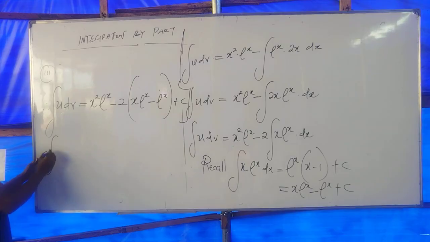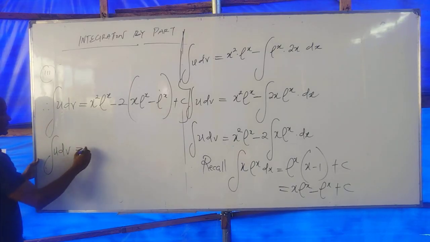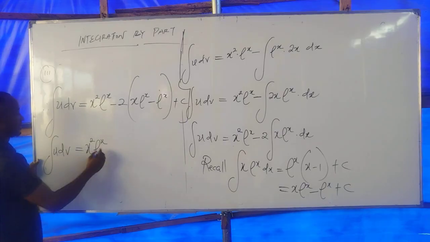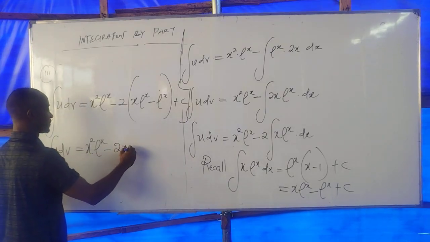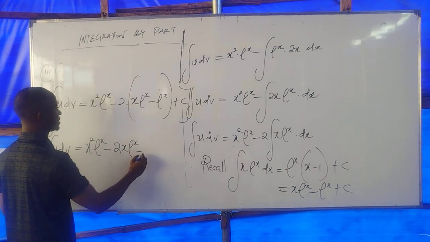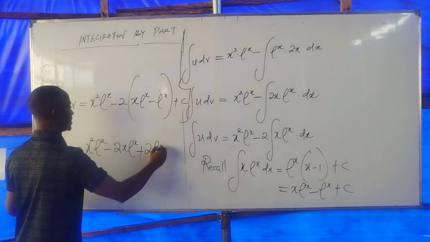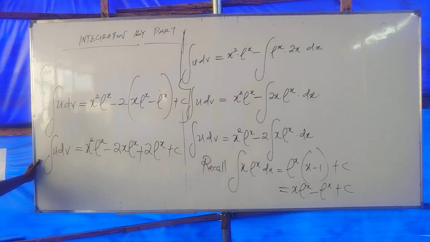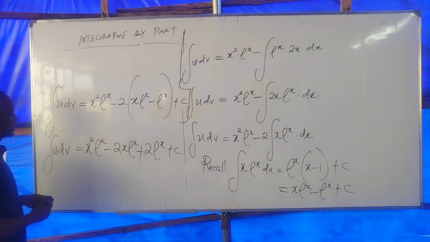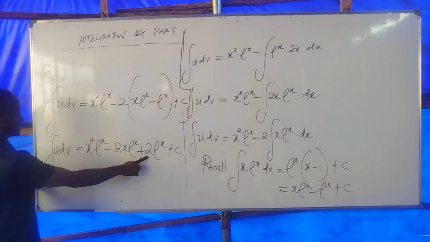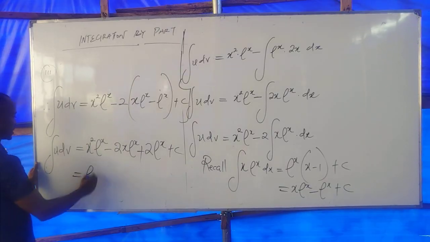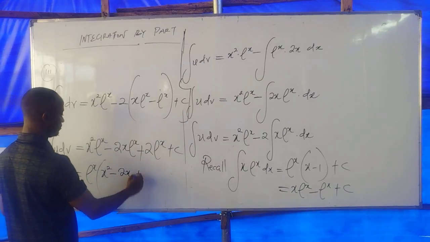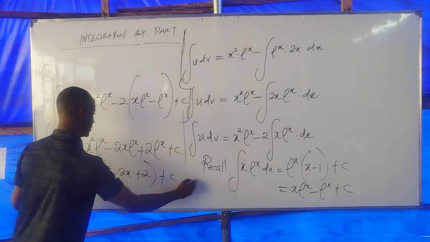And that will give us the integral of u dv is equal to x squared exponential x. Can I expand this? That will give us minus 2x exponential x plus 2 exponential x plus C. Are they like terms here? What are like terms? No, it's just only exponential x. There's no x here, right? So that will give us exponential x in brackets, x squared minus 2x plus 2, plus C. Do you get the gist?